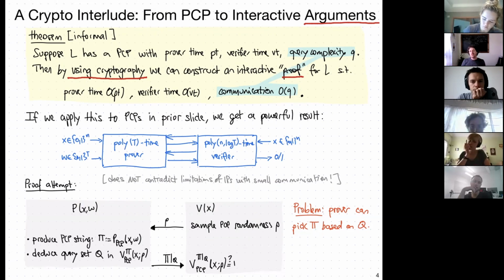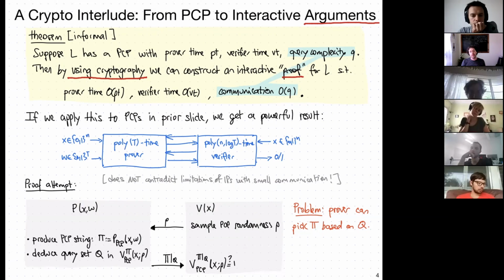So we want a way of making the prover commit to the PCP in a way in which he can't suddenly change his mind, and in which we know that the answers to the queries that the prover is sending are indeed consistent with the PCP string.